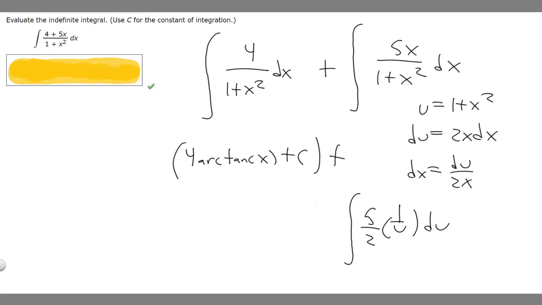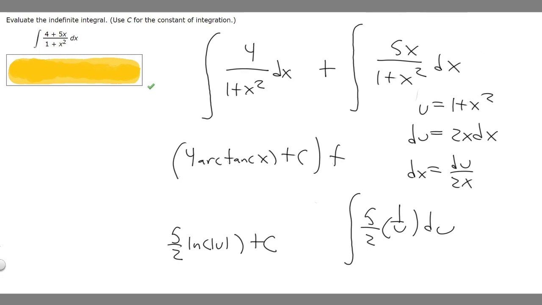So now we've got it like this. All we've got to do is take the antiderivative. We know the derivative of the ln of u is 1 over u, right? So the antiderivative is basically the same thing, except it has absolute value signs. So the antiderivative of this is just going to be 5 over 2 times ln of the absolute value of u, then plus C, because we're taking the antiderivative. So that's going to be the answer to this integral.